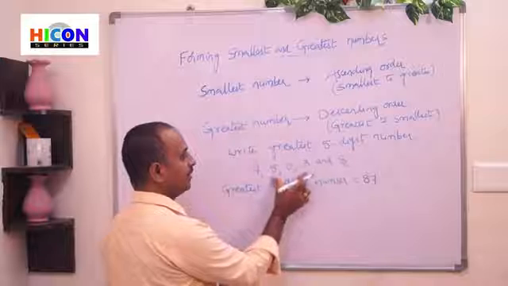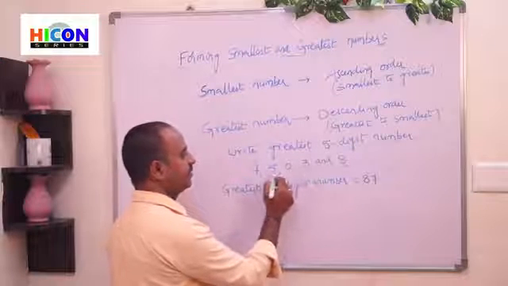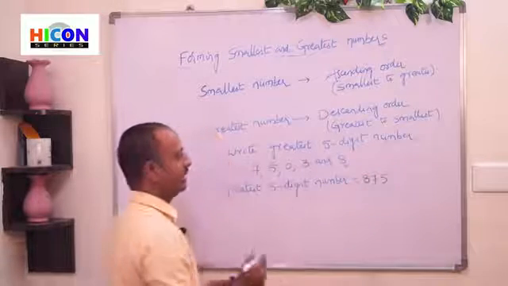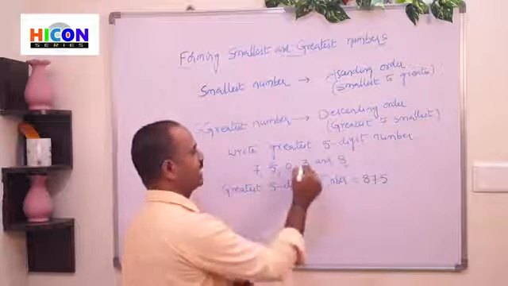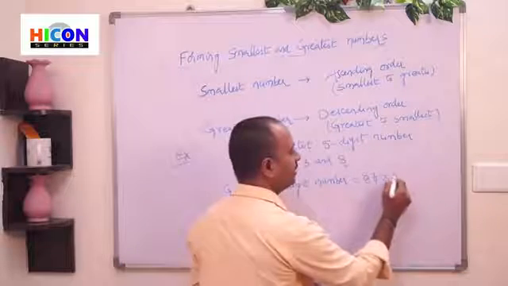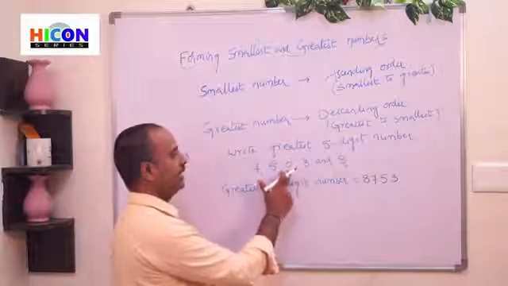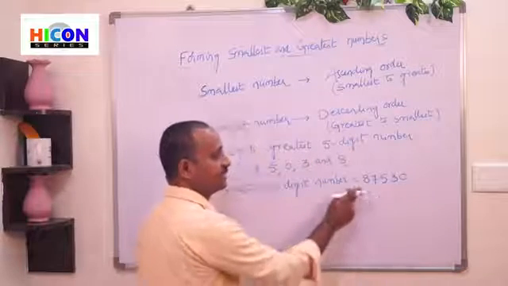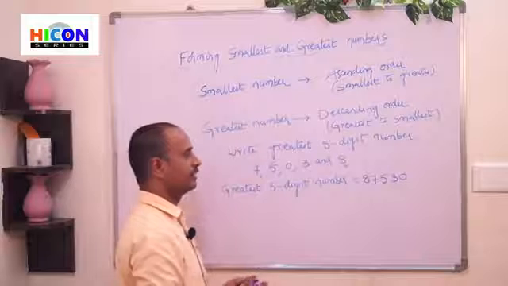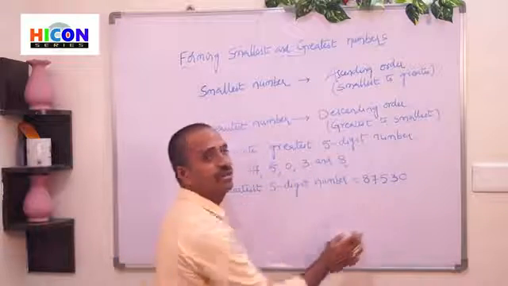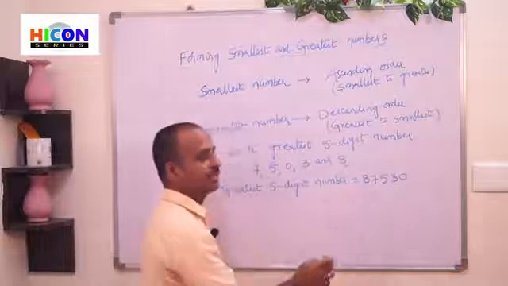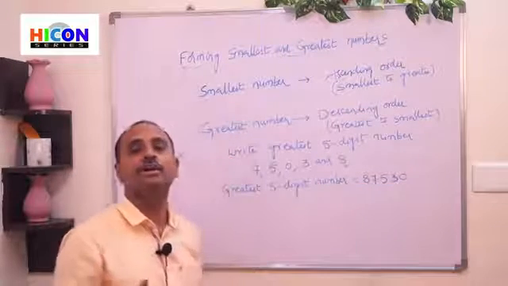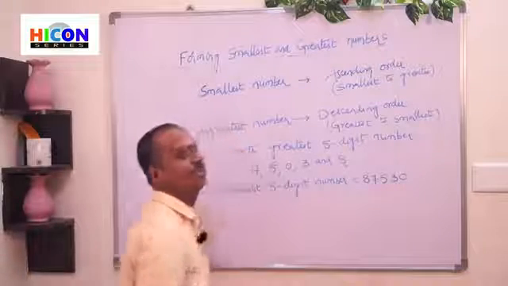After 7, among 5, 0 or 3, 5 is the greatest. So write 5 here. Among 0 and 3, which one is the greatest? 3 is the greatest. So write 3 and there will remain 0, so write the remaining digit at the last. So children, this is the descending order of the given digits. That means we have arranged the given digits in descending order, from greatest to smallest. So we obtained a 5-digit number, that is 87,530. This is the greatest 5-digit number.